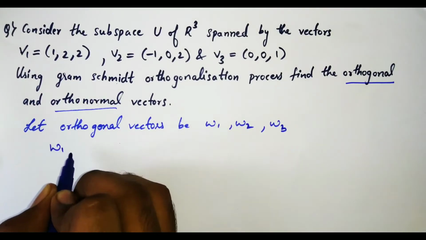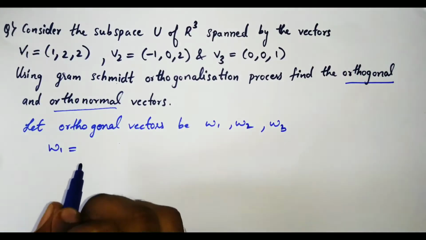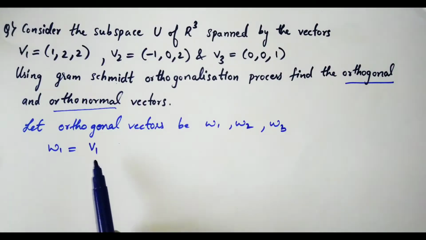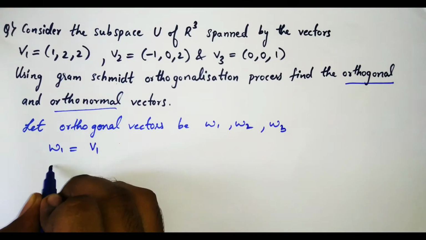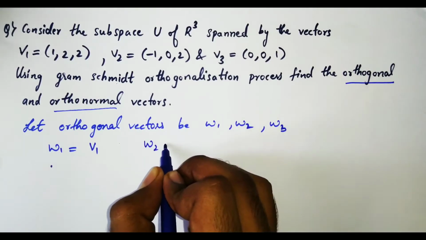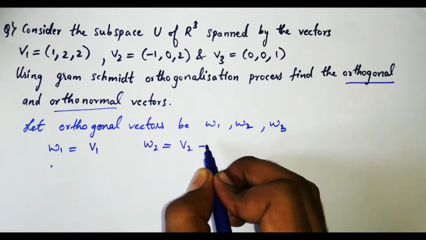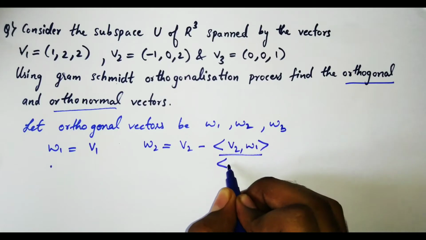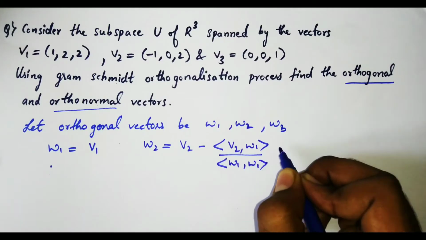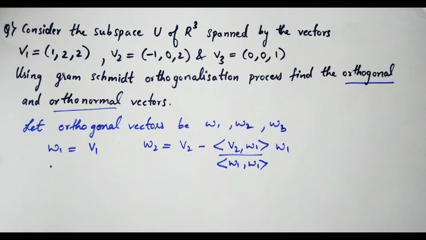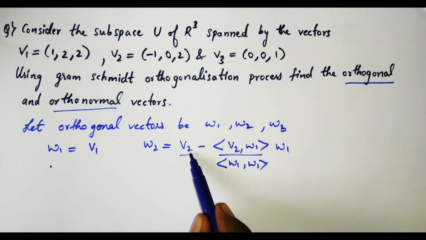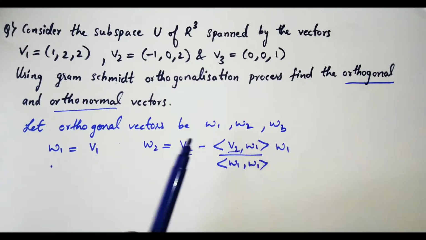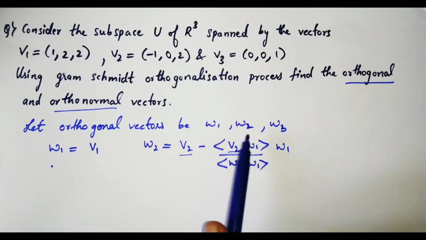I'll write the formula for w1. w1 is the first orthogonal vector, which is equal to v1 itself, whatever vector v1 is given. Now the formula for w2 is v2 minus the inner product of v2 and w1 divided by the inner product of w1 and w1, times w1. This v2 is the given vector, and w1 we will have found in the previous result.